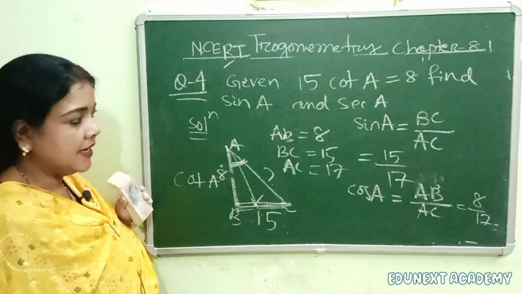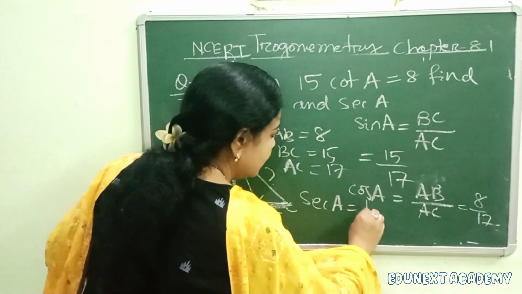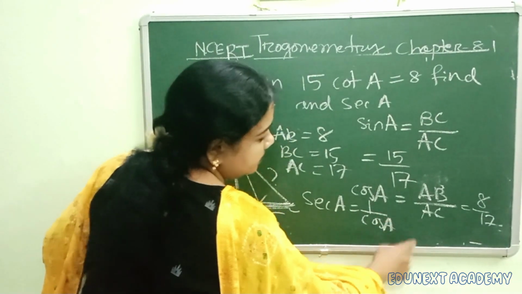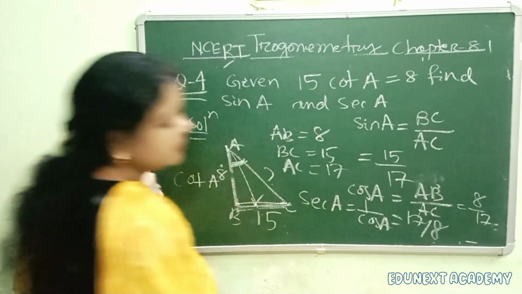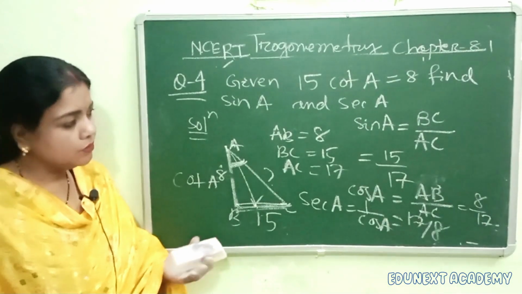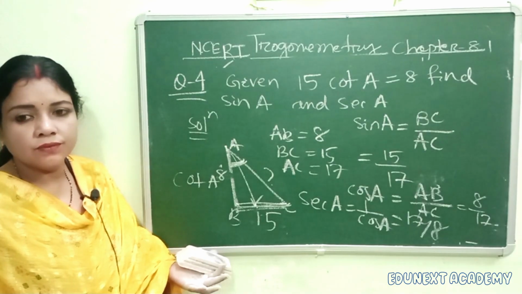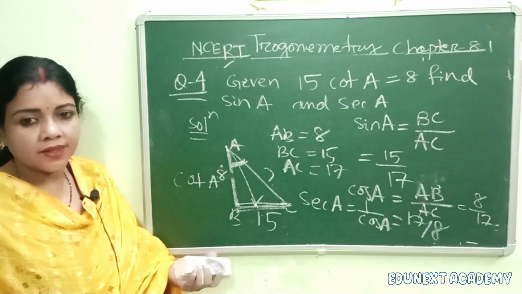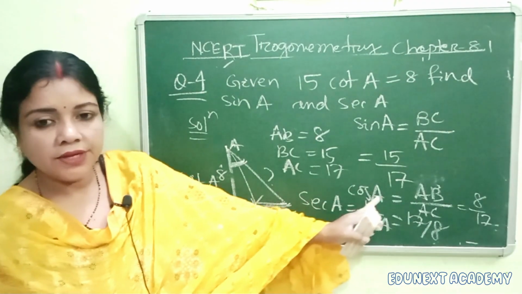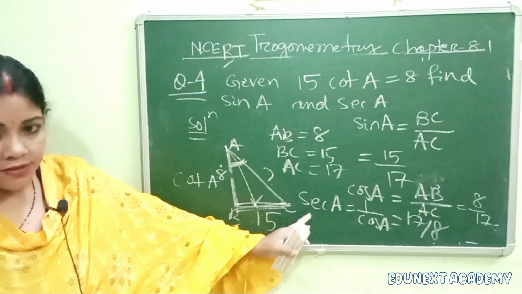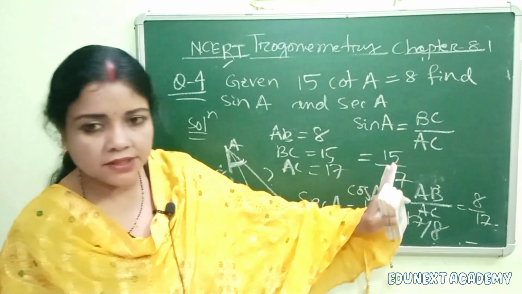Now if I have sin and cos, I can get sec. So sec A is equal to 1 by cos A, means 1 by 8 by 17, that is 17 by 8. Okay, so you know how the question is twisted. In this way you have to solve. Cos A is equal to 8 by 17, then sec A is equal to 1 by cos A, which is 17 by 8.